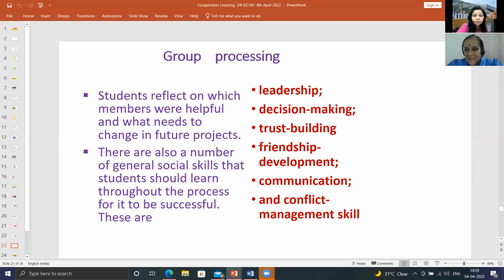conflict management skill. You people will think how the management part has come in this cooperative learning. Actually, where there are differences of opinion and differences of concept, there must be conflict. So in a small group also, there must be some small conflicts. So students settle their conflict on their own so that they can develop their conflict management skills.